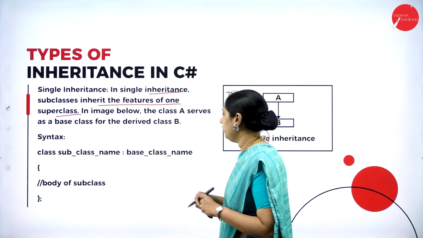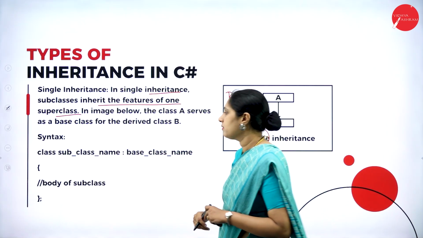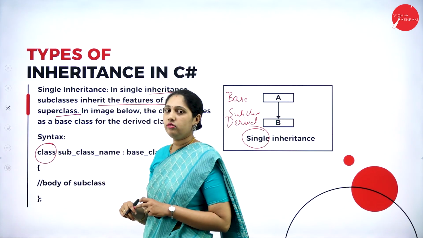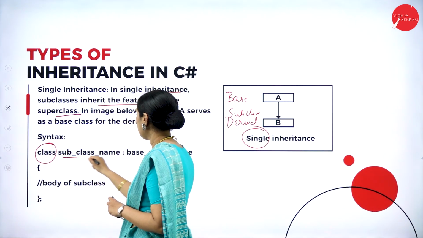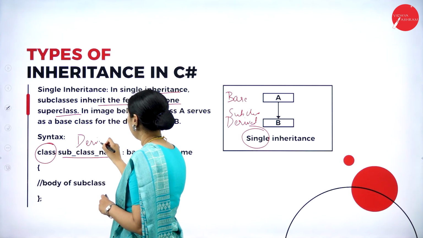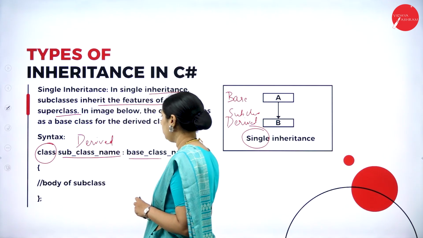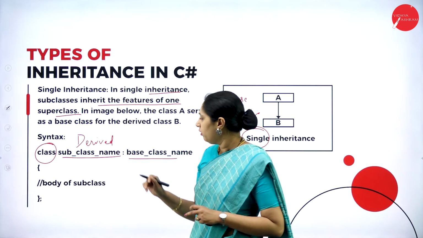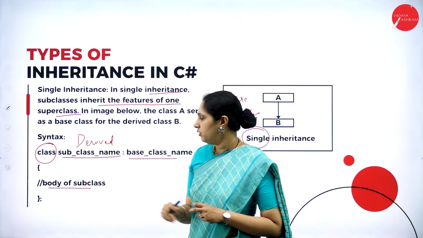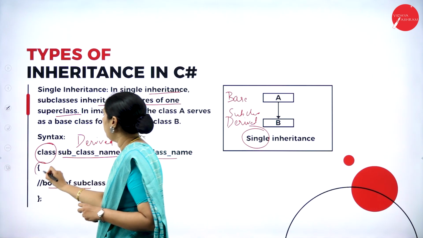That is single inheritance. Then what is the syntax? The syntax is, as usual, class is a keyword. This is the subclass name, or you can say derived class name, colon, base class name, followed by the members which you want to add. So you have to write within this flower bracket.